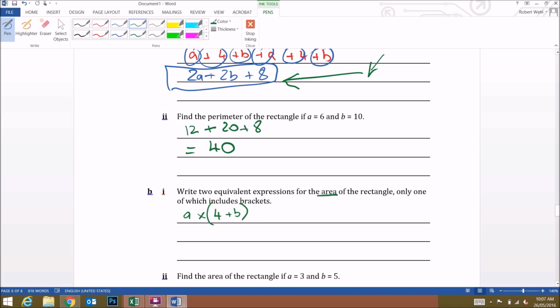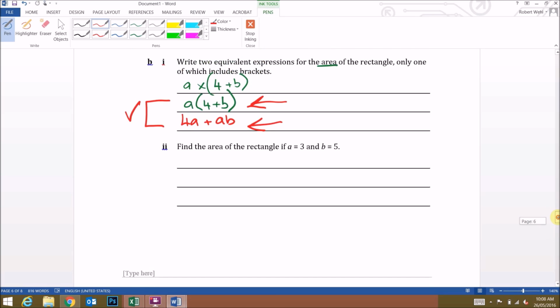Okay, it's really important here that you don't use the multiplication symbol, because here your correct answer, or one of them for half a mark, would be A bracket 4 plus B. Then what you need to do is use the distributive law. That's our first expression, okay? Our equivalent expression after we use the distributive law: A times 4 equals 4A, and then A times B equals AB. All right? That is our second equivalent expression, and those two will get you full marks.